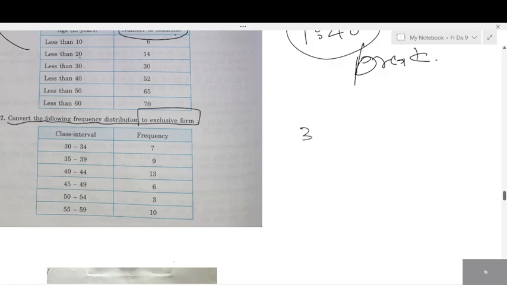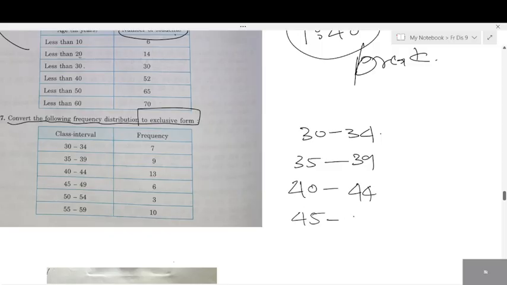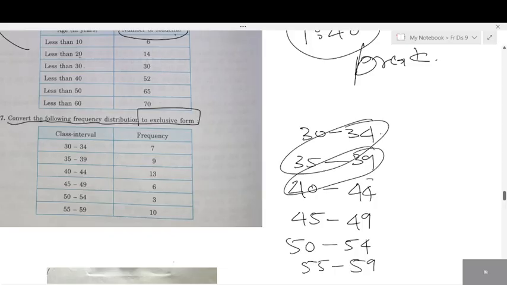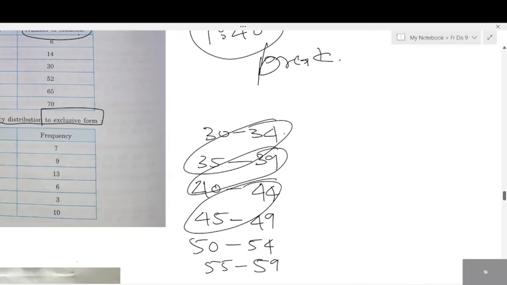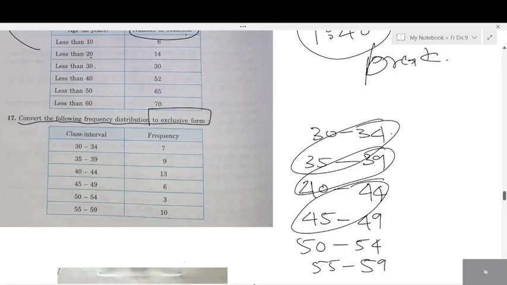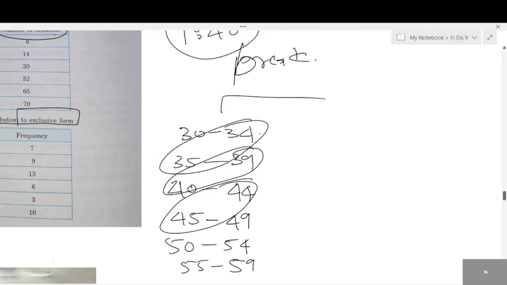Okay, you tell me what they have given: 32, 34. Is it continuous or discontinuous? Very good. Yes. Those who concentrate will have understood. 49, 50 to 54, 55 to 59. Can you see discontinuous values? Yeah, the meaning of discontinuous is inclusive. Convert into exclusive form. How do you convert into exclusive, students?